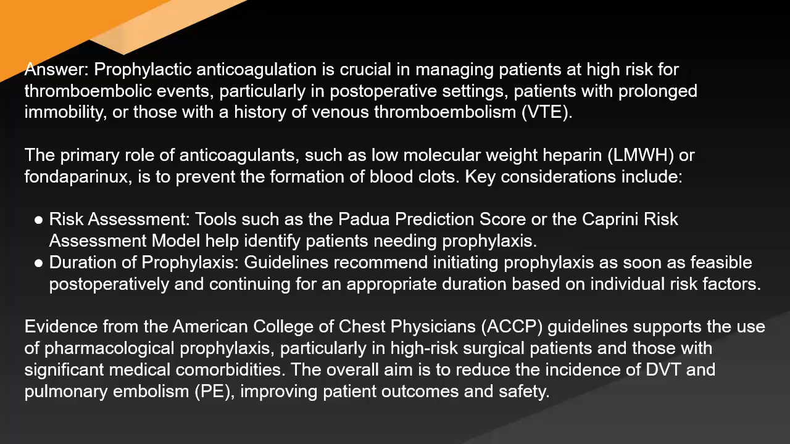Tools such as the Padua Prediction Score or the Caprini Risk Assessment Model help identify patients needing prophylaxis. Duration of prophylaxis: guidelines recommend initiating prophylaxis as soon as feasible postoperatively and continuing for an appropriate duration based on individual risk factors. Evidence from the American College of Chest Physicians guideline supports the use of pharmacological prophylaxis, particularly in high-risk surgical patients and those with significant medical comorbidities. The overall aim is to reduce the incidence of DVT and pulmonary embolism, improving patient outcomes and safety.